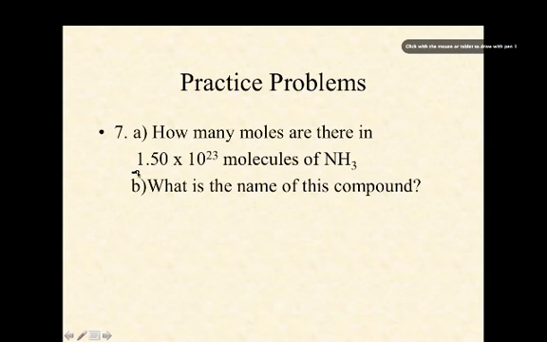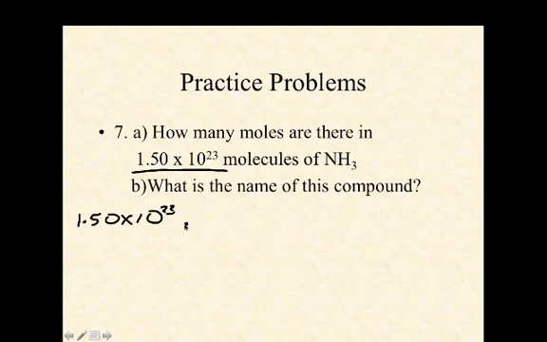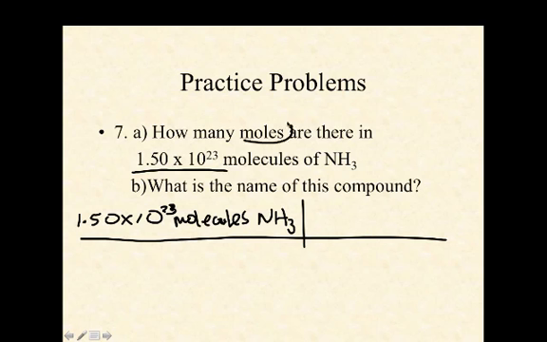How many moles are in 1.50 times 10 to the 23 molecules of NH3? Haha, I didn't give away the name this time. 1.50 times 10 to the 23, that's a 3, molecules of NH3. And we're going to change this to moles. All right, so let's see. I'm going to have molecules on the bottom because crisscross cancels, and I'm changing molecules to moles.